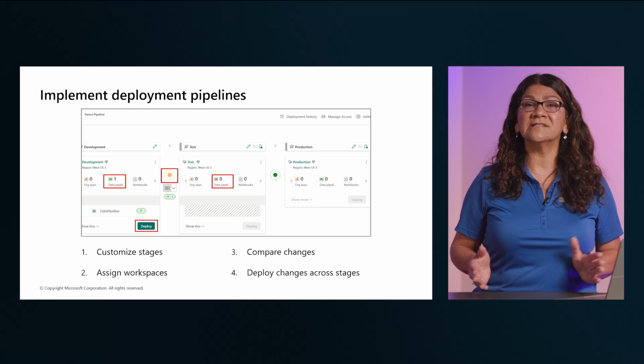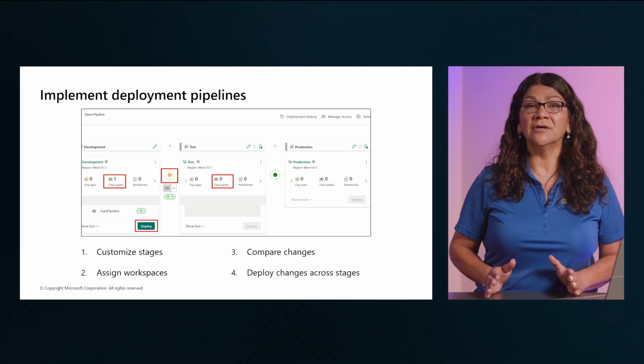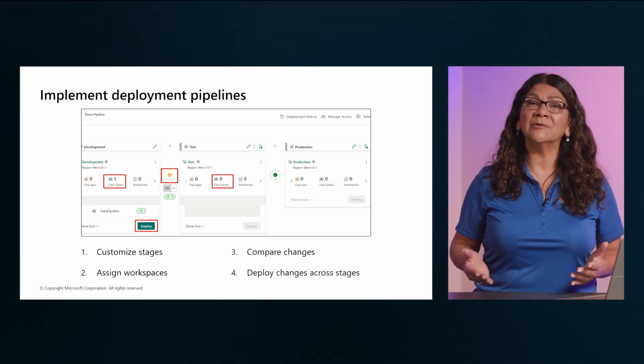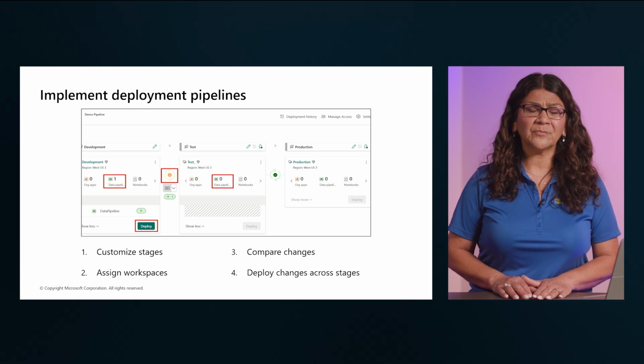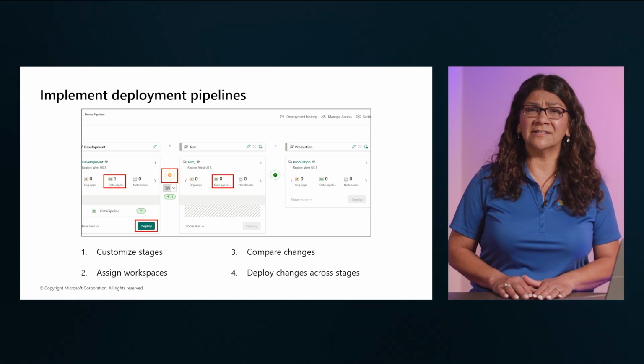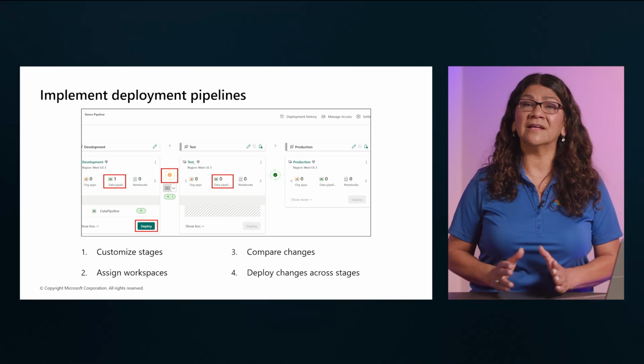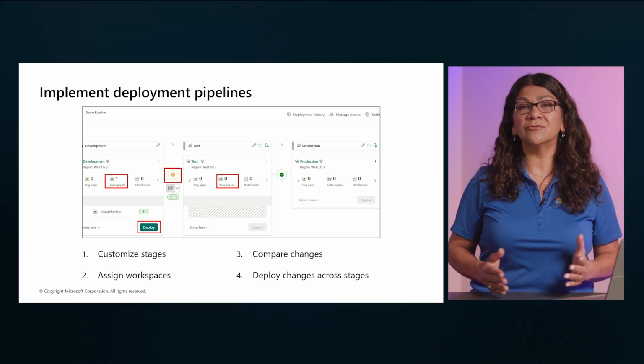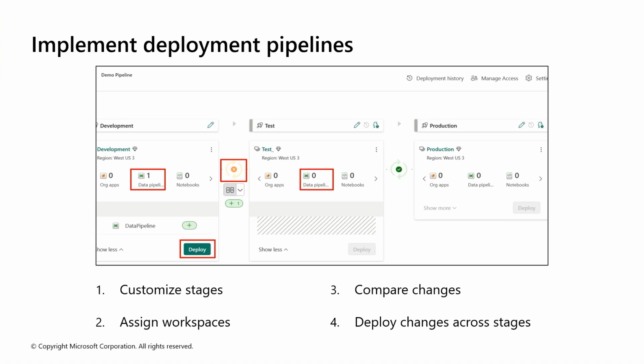Deploying changes across stages involves moving code from one stage to the next, following that predefined pipeline. This includes running tests, validations, and approvals at each stage, ensuring systematic and safe promotion of changes through the pipeline, reducing the risk of errors, and maintaining quality standards.